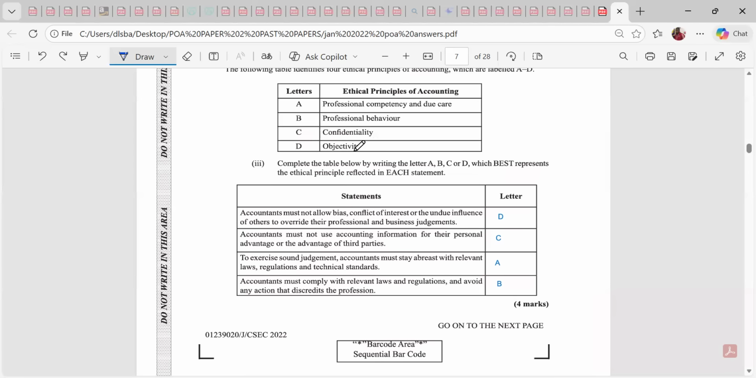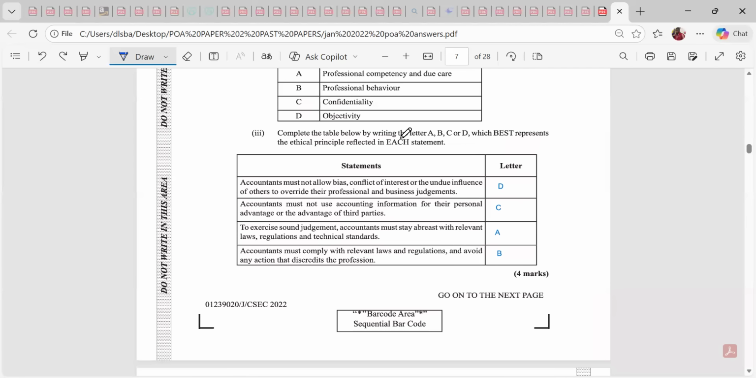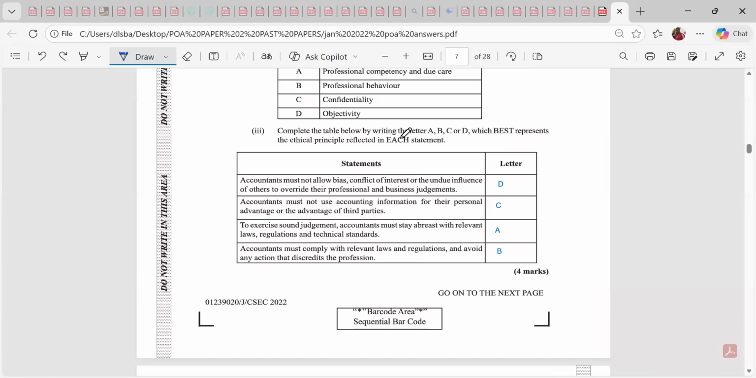Not allowing bias to affect the decision making. The second one: accountants must not use accounting information for their personal advantage or for the advantage of third parties. Accounting information is supposed to remain private. Not supposed to use it for anything like that. Private or confidential. So C.